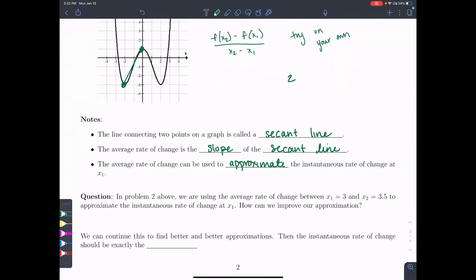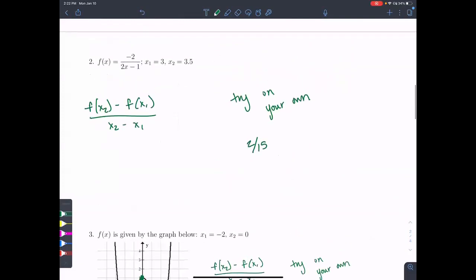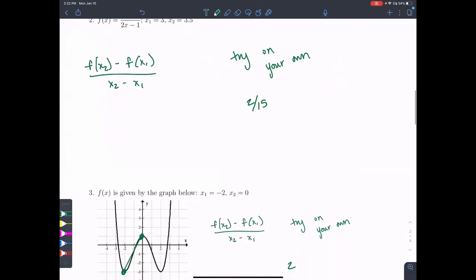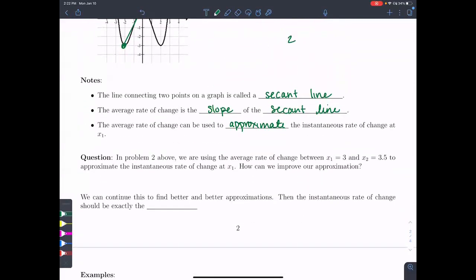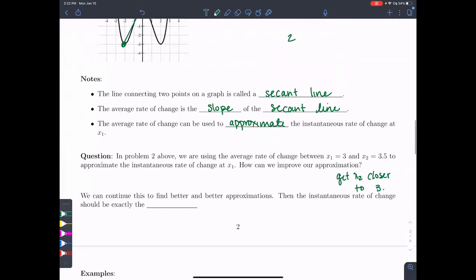So let's see. In this problem number 2, we're looking at the average rate of change between x1 equals 3 and x2 equals 3.5, and we got 2/15. So how could we improve that approximation of the instantaneous rate of change? We would just get x2 closer to 3. And if you continue to do that, to squeeze in and in, get closer and closer to that x1 value, you'll get better and better approximations of the instantaneous rate of change.